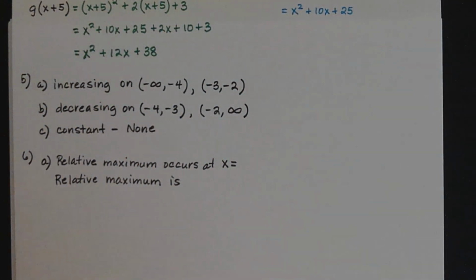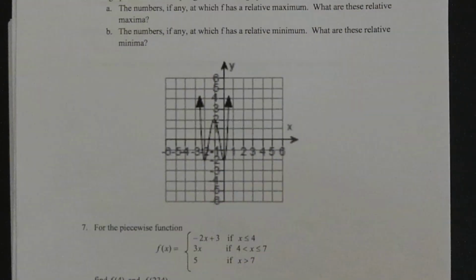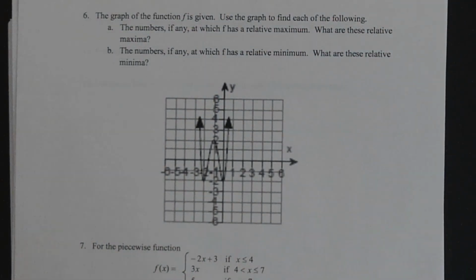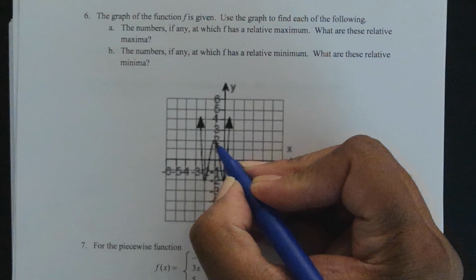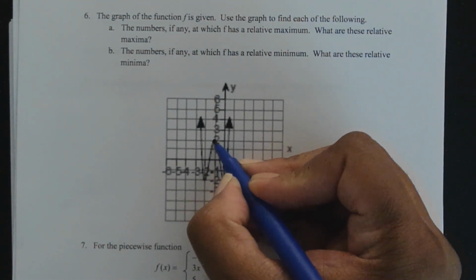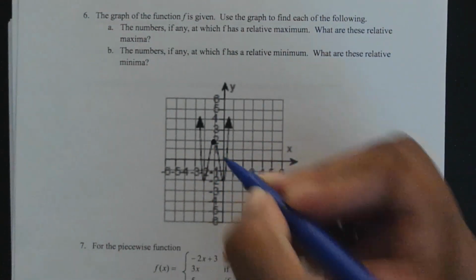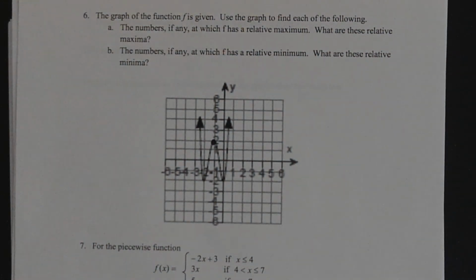All right, so referring to this graph here, your relative maximum is going to be the highest point. And if you look at it, this point right here is the highest point on the graph of this function. And we're looking for the x value for where it occurs.